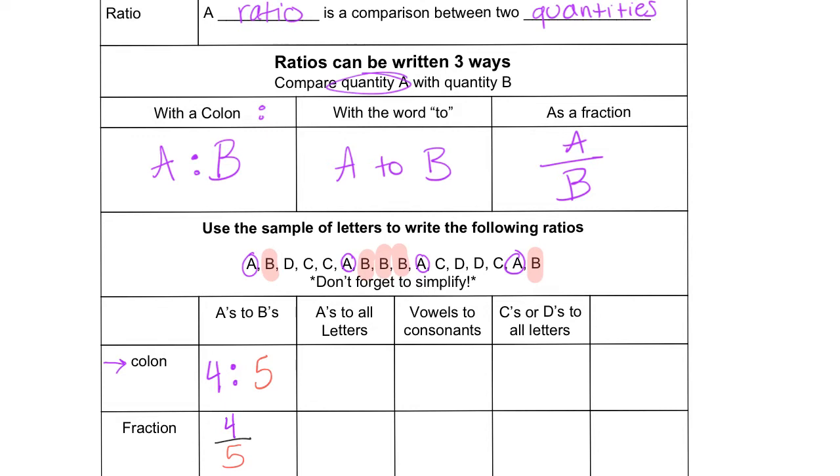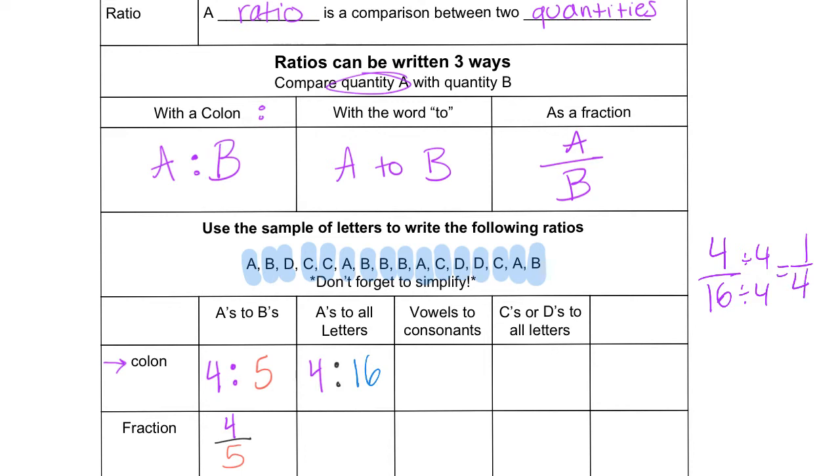Then let's do A's to all letters. So we already know that there's 4 A's. We'll count them all: 1, 2, 3, 4, 5, 6, 7, 8, 9, 10, 11, 12, 13, 14, 15, 16. 4 to 16. If I write 4 to 16 as a fraction, I can divide both of those by 4. So it's going to be 1 over 4.